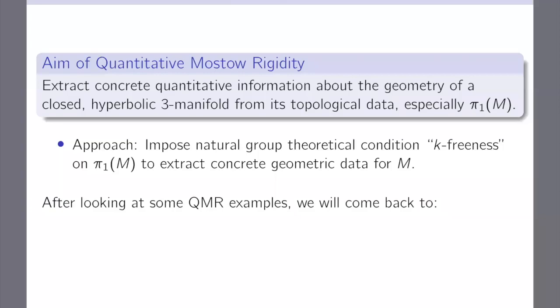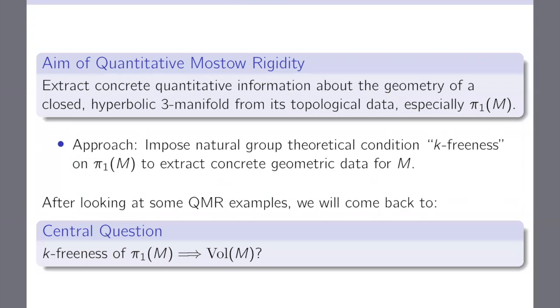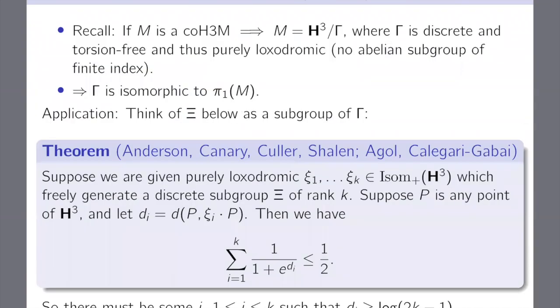Now back to quantitative Mostow rigidity. What we're going to do is impose natural group-theoretic conditions on the fundamental group, and that's how we get our geometric data. That condition is called k-freeness. We'll look at some examples of quantitative Mostow rigidity, and this will lead us back to the question of what this implies about the volume of M, this geometric invariant.